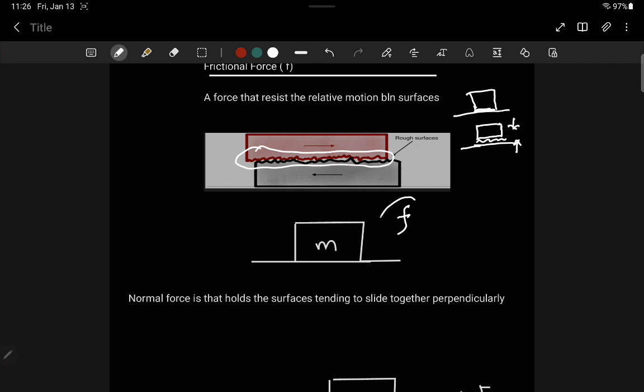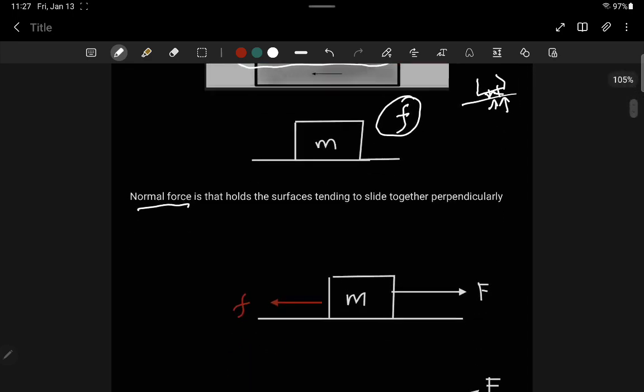This frictional force increases as the force that holds two surfaces together perpendicularly increases. For example, you have one surface here and another surface acting on it. The force holding these two surfaces together perpendicularly is called the normal force. A normal force is a force that holds the surfaces tending to slide together perpendicularly. Now, there are different cases for calculating the normal force. Sometimes it's more difficult to calculate the normal force than the frictional force.